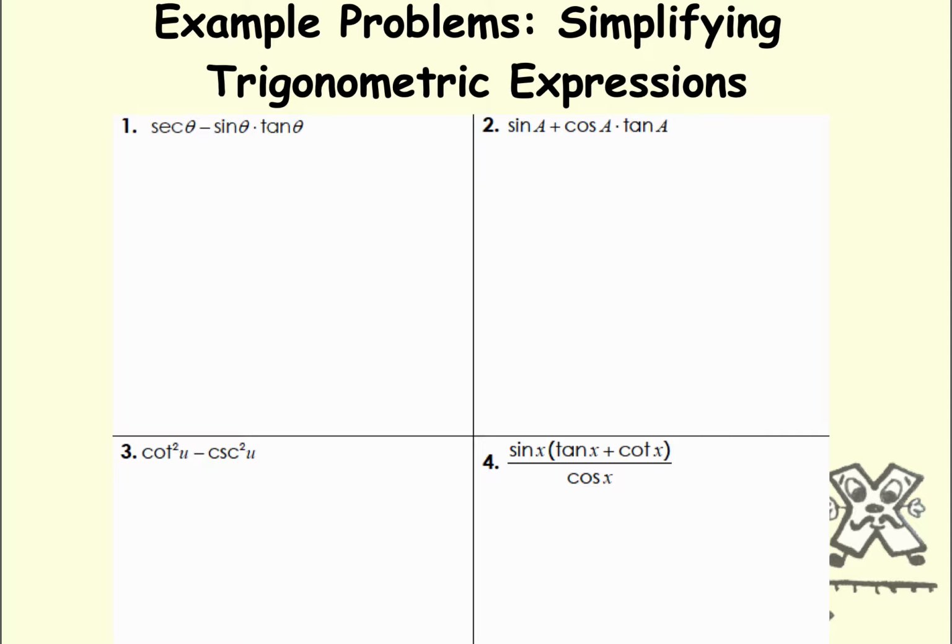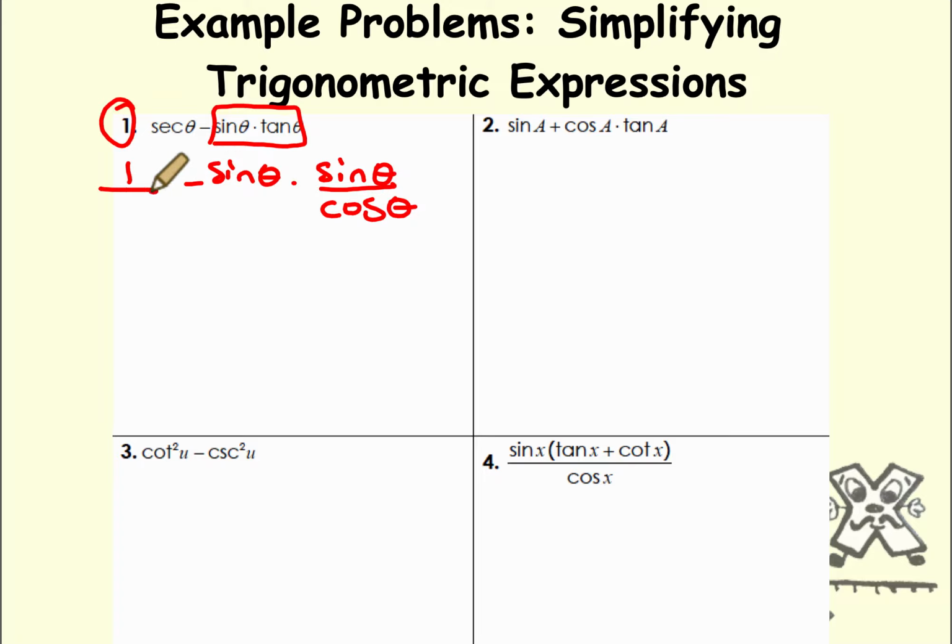Now, suppose that you had to do this one, secant of theta minus sine of theta times tangent. I want to simplify this expression into as few trigonometric functions as I can. I'm trying to basically condense it if I could. So I see that I can multiply these two, and I know that there's an identity that says that the tangent is equal to the sine over cosine. And I also know there's an identity that says secant is 1 over the cosine.